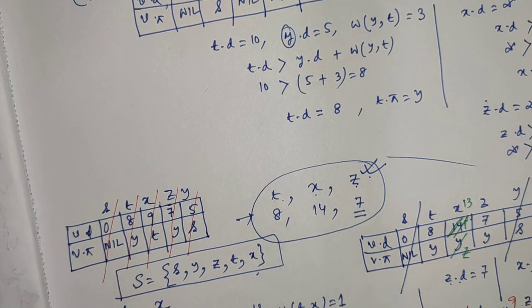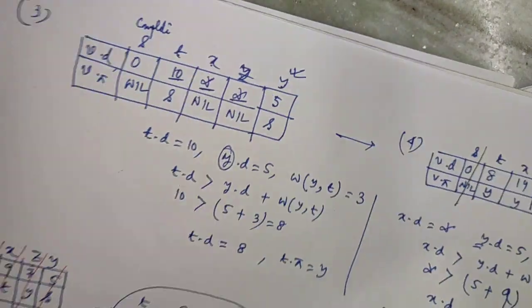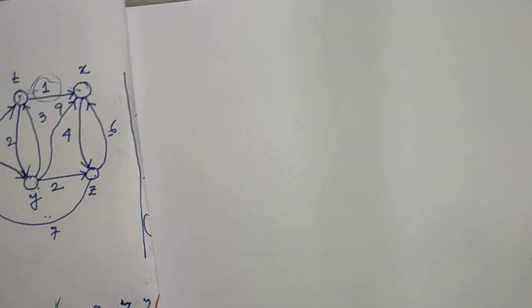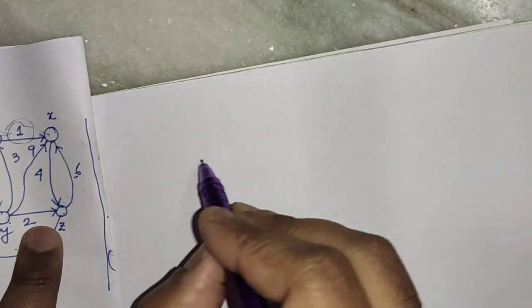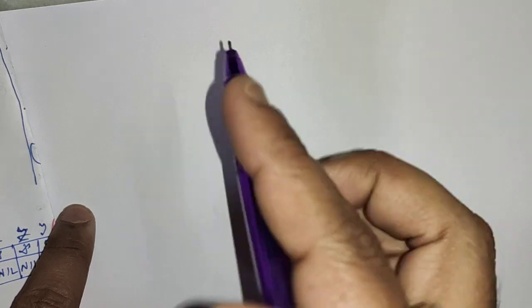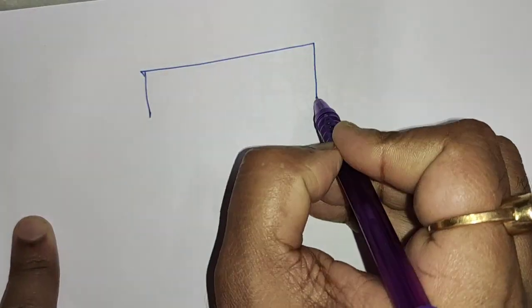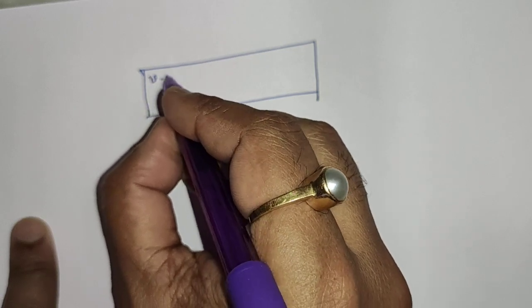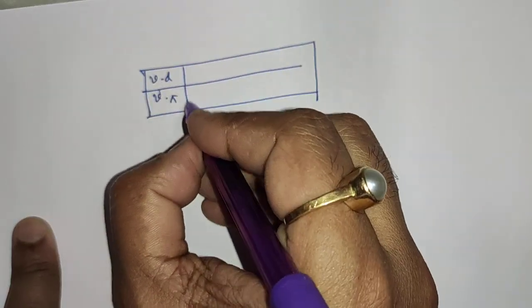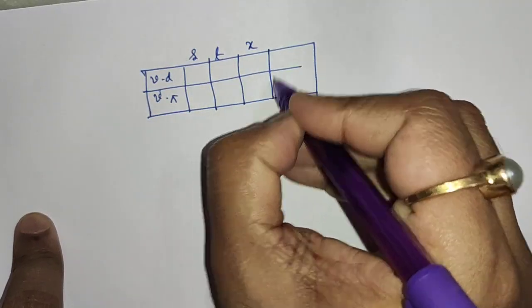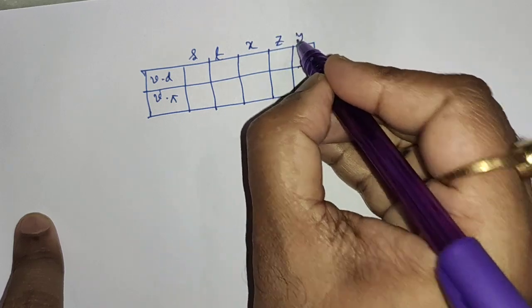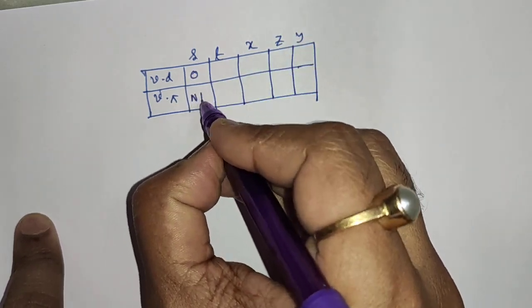Now there is a very simple approach. You will find this very interesting. Let us take the graph here and write the table again. So I am writing the final table now. Final table means D value and pi value, V.d, V.pi: S, T, then X, then Z, last one was Y. It is finally 0 and nil.